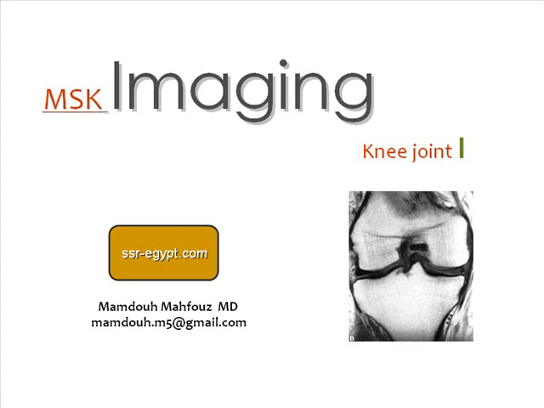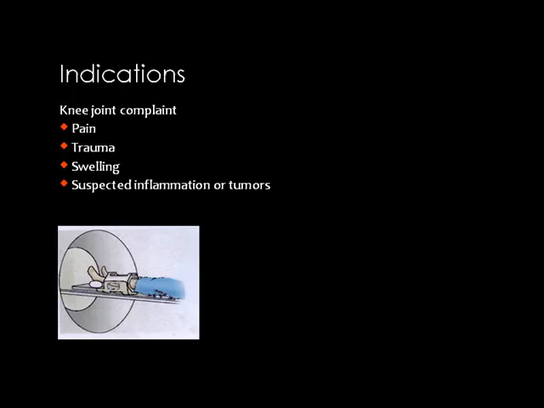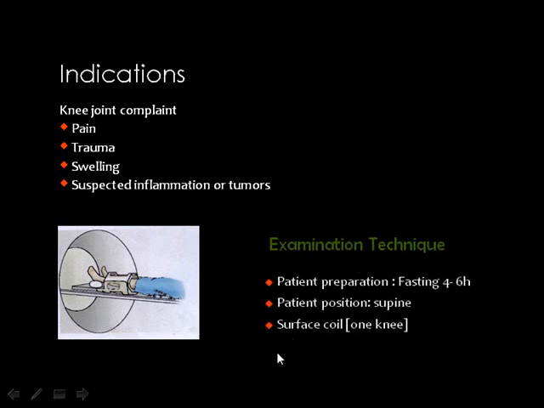Then we are going to talk about the imaging of the knee. First, I will give you some idea about how to examine the knee by MRI. These are usually the indications: the presence of pain, history of trauma, or swelling, or suspected infection or tumors. And in order to examine the knee by MRI, you should use the surface coil.